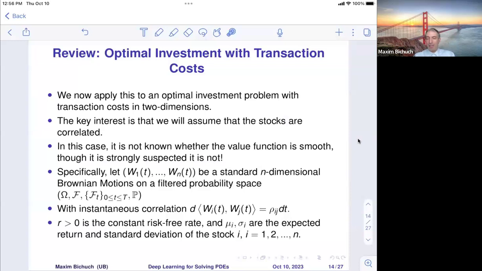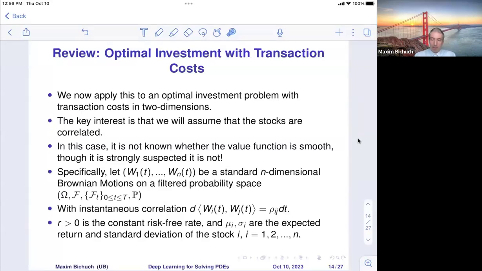So as I was saying, now let's try to apply it to the optimal investment problem in 2 dimensions, as even that is quite non-trivial. And as always, the key interest is going to be that the stocks are going to be correlated, and I'll show you why this requirement creates so many problems. Number one, there is a strong suspicion that the value function is not smooth, although I'm not aware of a proof. But in case the stocks are correlated, I believe that's true.